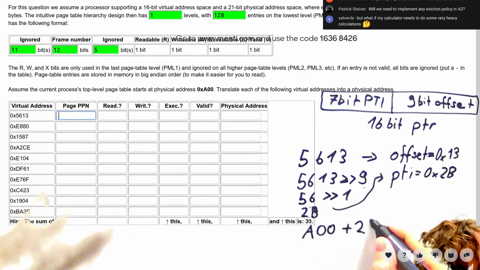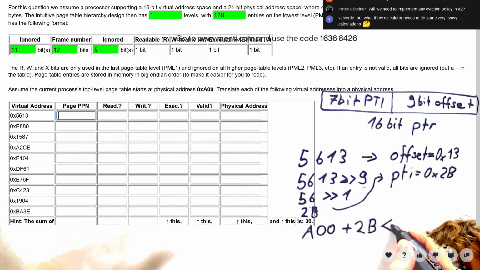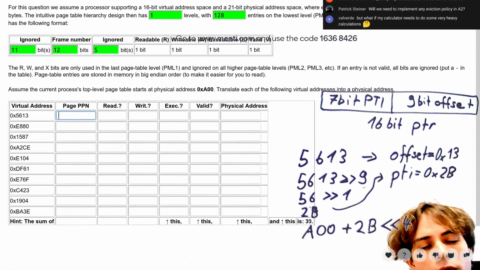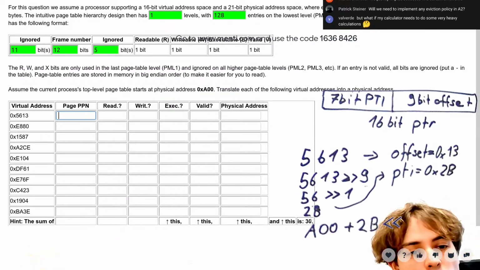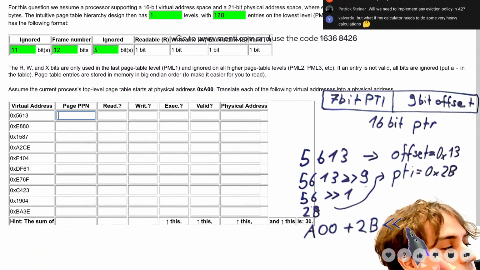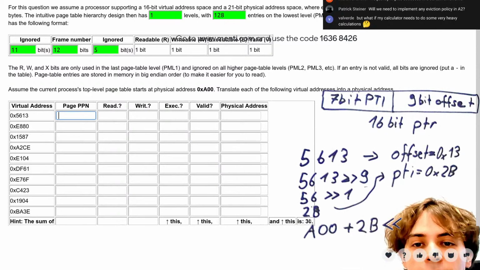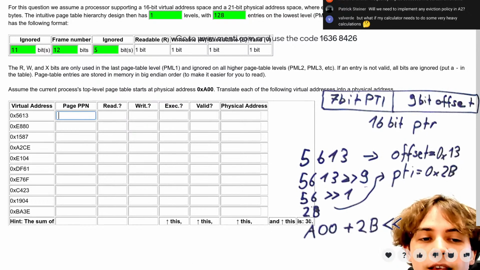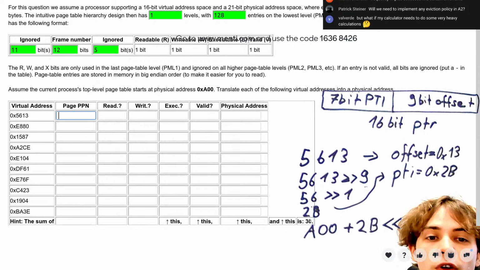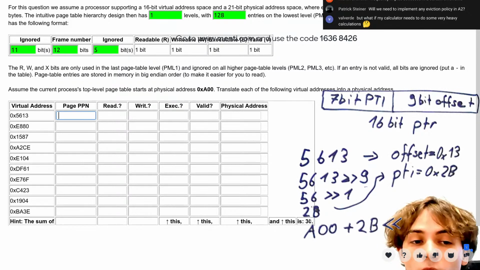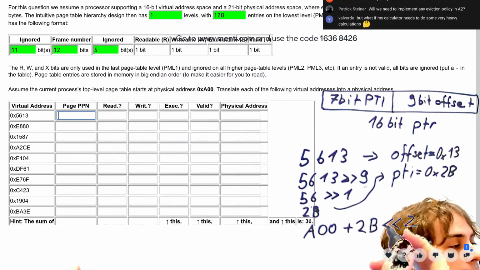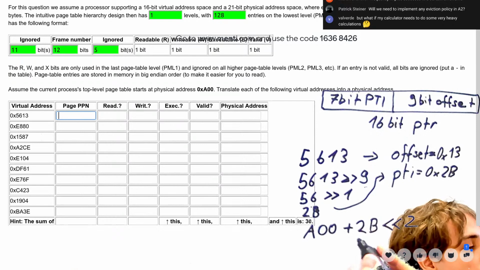The first address to look up is A00 plus 2B, and that's shifted to the left by 4. Why? 4. Let's check this again. What exactly do we need to do here? We need to shift this to the left for the entry size, right? So the entry size here is 4. If the entry size would be 1, we wouldn't need to shift at all. If it's 2, we need to shift by 1. If it's 4, we need to shift by 2, of course, because 2 to the 2 is 4. So this shifted to the left by 2.